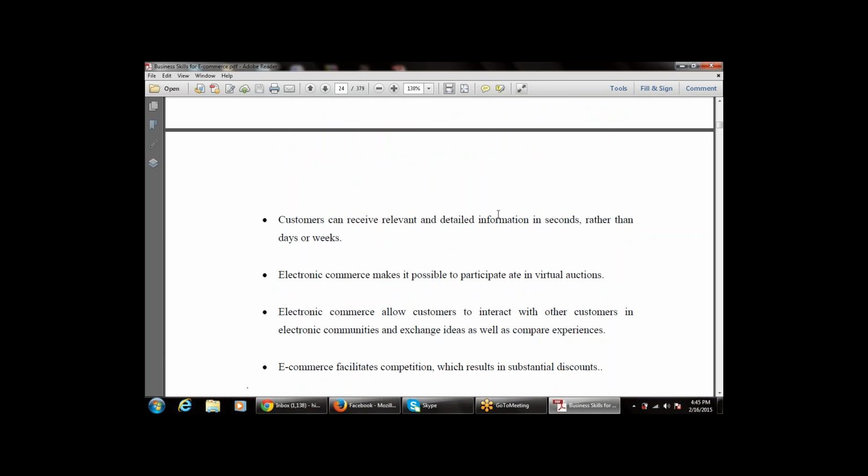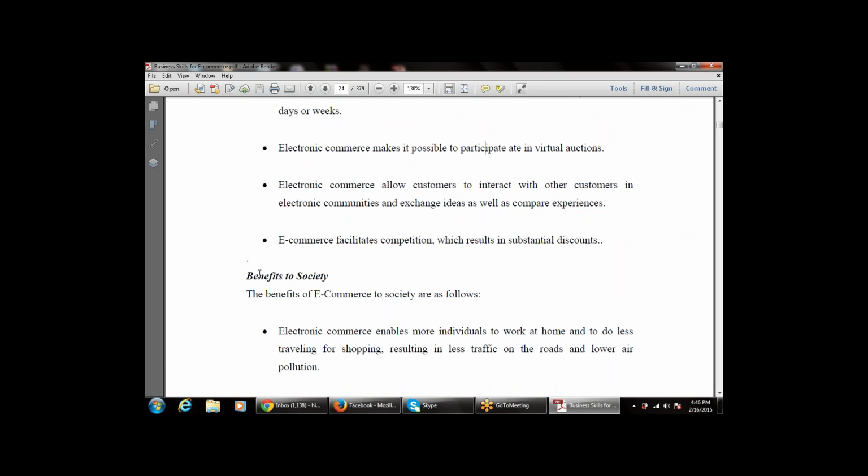It also provides customer satisfaction. It is also possible to participate in virtual auctions. Now, what are the benefits to the society? Till now we have studied benefits to the organization and benefits to the customer. Now, what are the benefits that are provided by e-commerce to society?